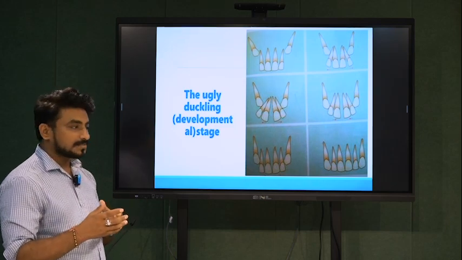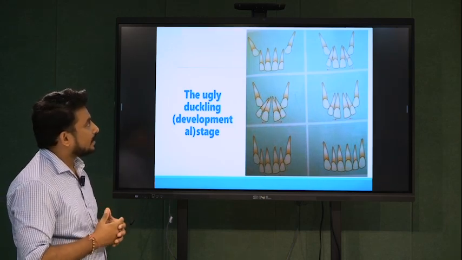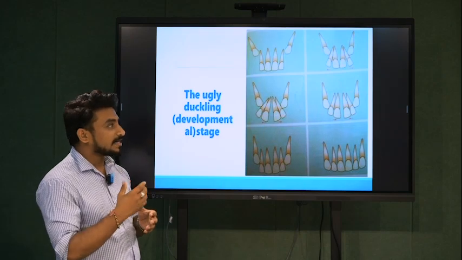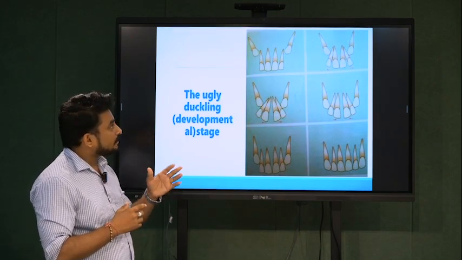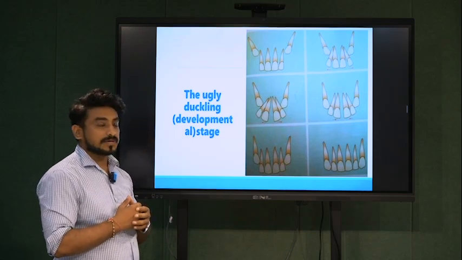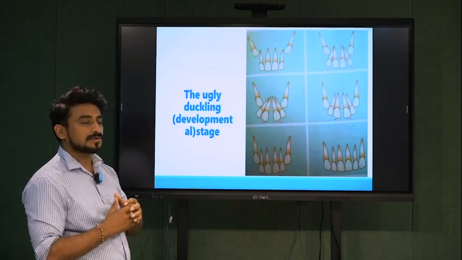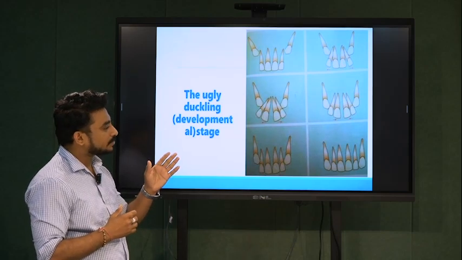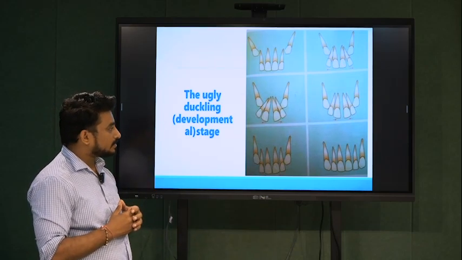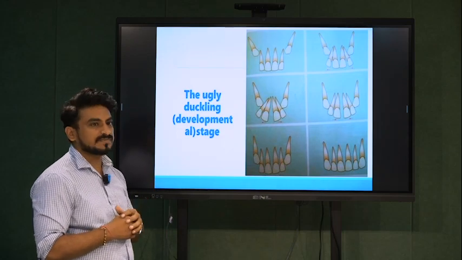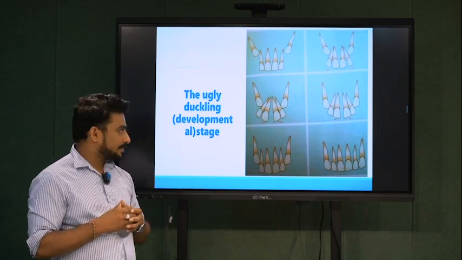During the 7 to 8 years age, the development of the canine starts. The erupting canine exerts pressure on the lateral incisor root, and this is transmitted to the central incisor root. The roots move mesially and the crowns incline distally. So the lateral incisor inclines to the distal side, and also the central incisor, and they create a space between the central incisors. So this stage is the ugly duckling stage.